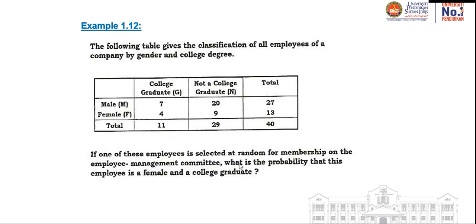So this is the keyword here. Female and, okay, and here is the keyword. Female and a college graduate. So you need to find P, female and college graduate.